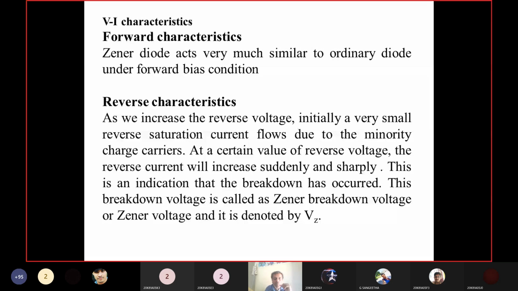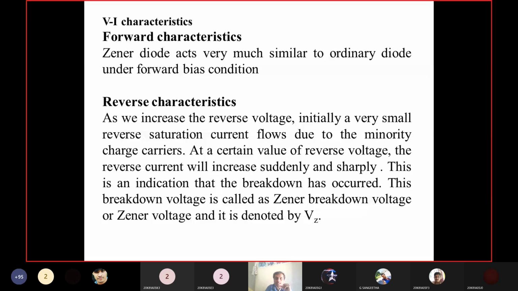Now, the reverse characteristics. In the case of reverse characteristics, as we increase the reverse voltage, initially a very small reverse saturation current flows due to the minority charge carriers. This is what we discussed previously. Initially, a very small amount of current passes, and that current is also constant. The reason for that current is the minority charge carriers.